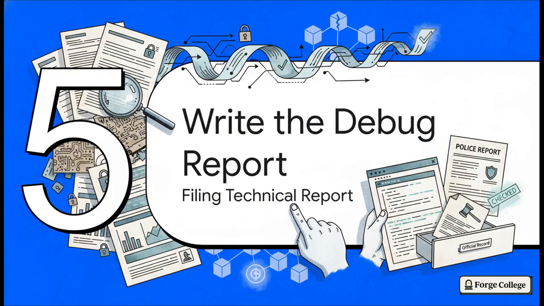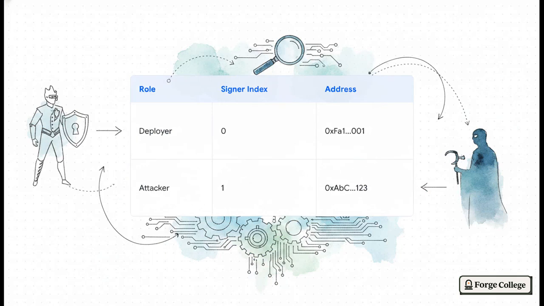Section 5, writing the debug report. Time to file the official technical report. You know the old saying, if it isn't documented, it didn't happen. Well, it's true here too. It is time to file the official police report.